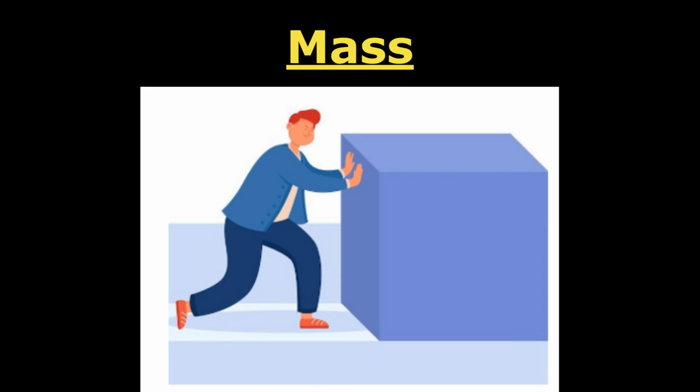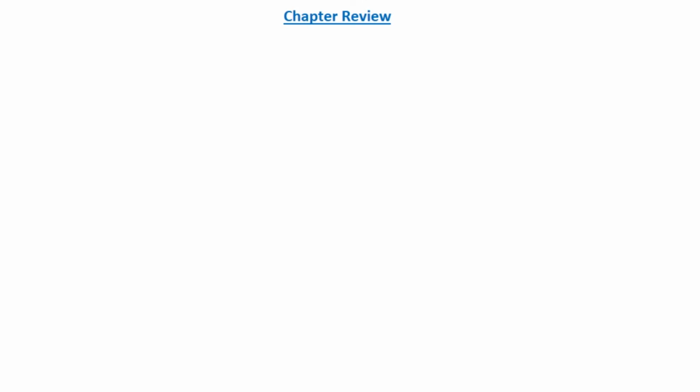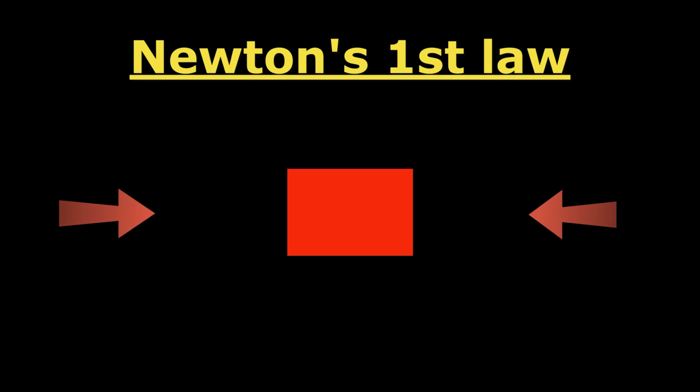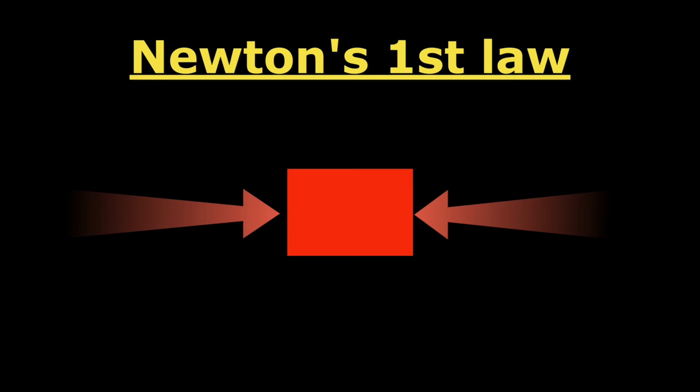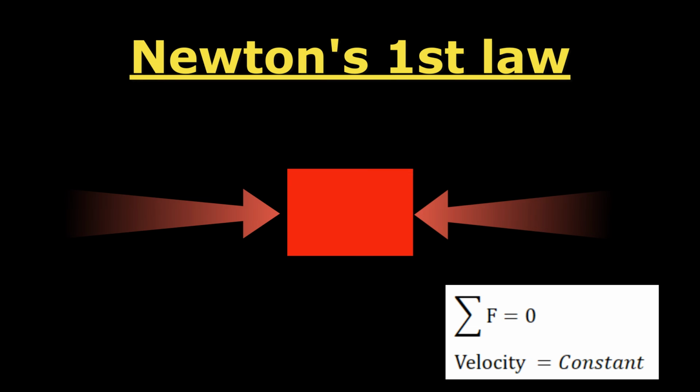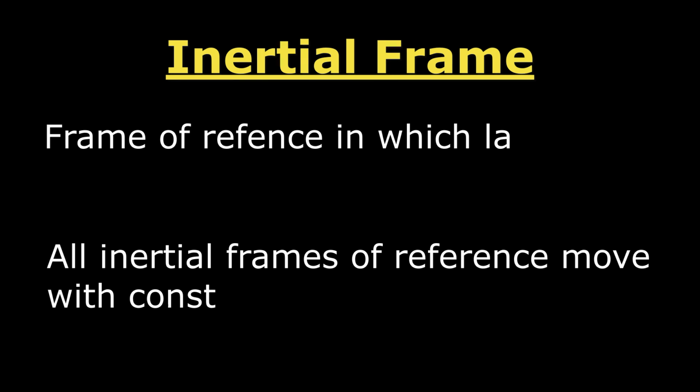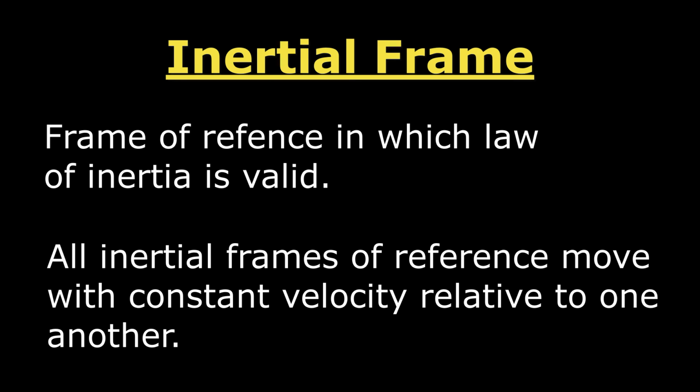in motion. Next we discussed Newton's first law of motion, and it says that if the net force on an object is zero, its velocity is constant. This law is also known as the law of inertia. Then we discussed inertial frame of reference. Inertial frame of reference is the frame of reference in which the law of inertia is valid.